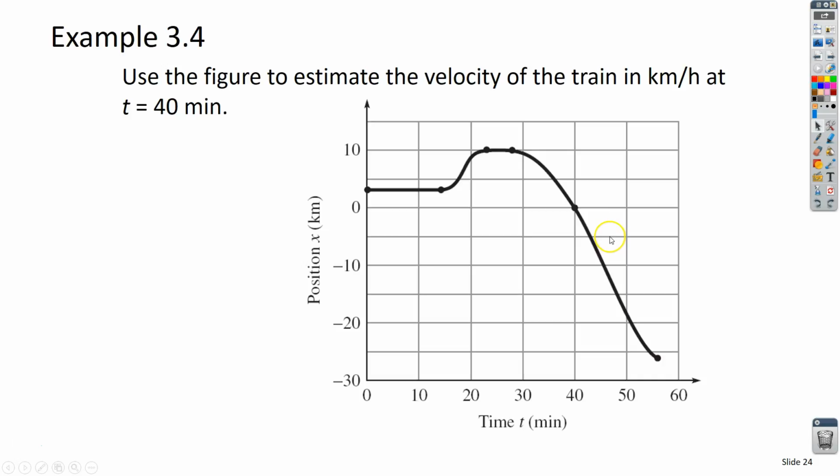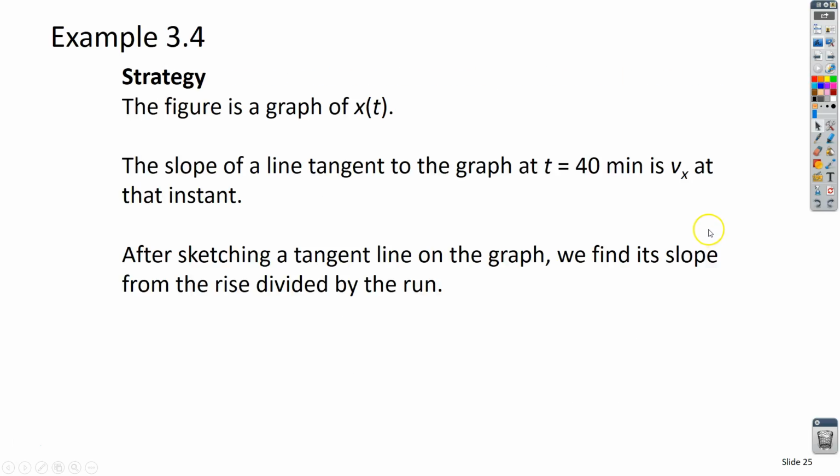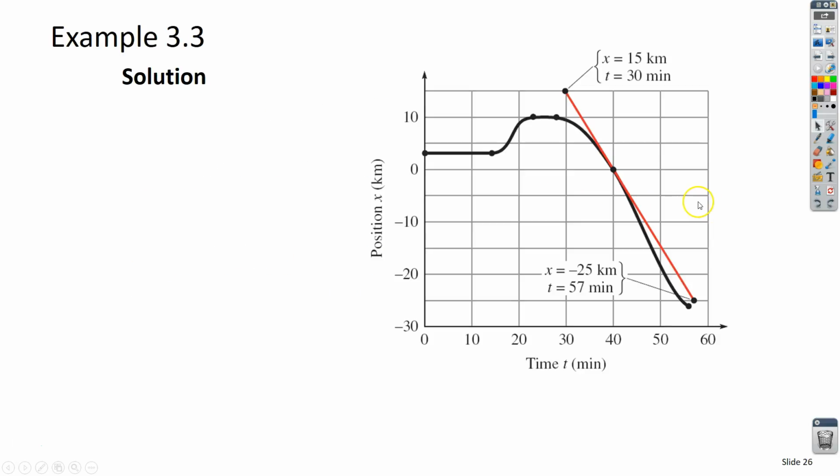For example 3.4, they want us to use the figure to estimate the velocity of a train in kilometers per hour at 40 minutes. So we're doing it right here at this point. So to find out what the velocity is at that 40 minutes, we need to do a tangent line and find the slope of that tangent line. So at this point, we can look at a tangent line that we've drawn, and we've got some points here. We've got 30 minutes and we have 57 minutes. We also have negative 25 kilometers, and here we've got 15 kilometers.